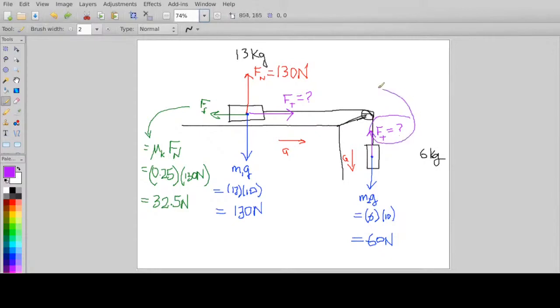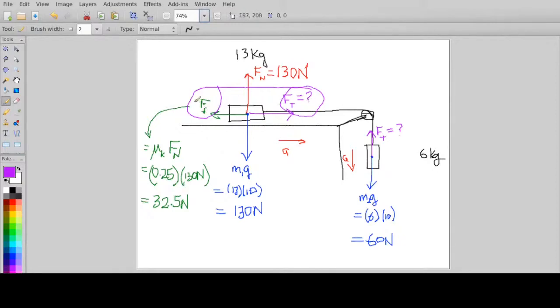Now if this is 60, then this one must be 60, because those two are equal to one another. And if this is 60, then guess what? The force of friction has to also be 60. Remember, this is kinetic friction, so now we're going to replace that with static friction.